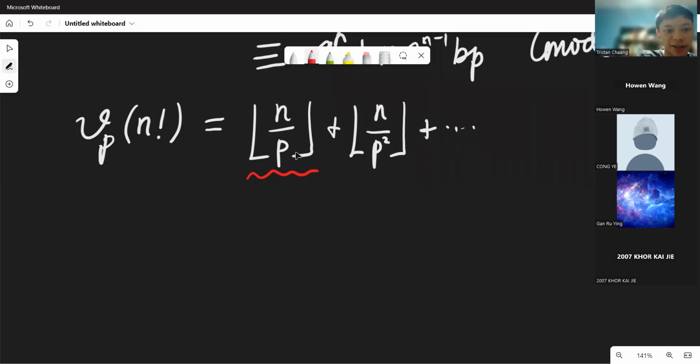So for example, if you have v3 of, let's say, 12 factorial, it makes sense to first count how many multiples of 3 there are from 1 to 12, right? Because all the other numbers that are not multiples of 3 do not contribute anything at all to this expression. So it makes sense to first count how many multiples of 3 there are, which is 4. So that's why 12 over 3, right?